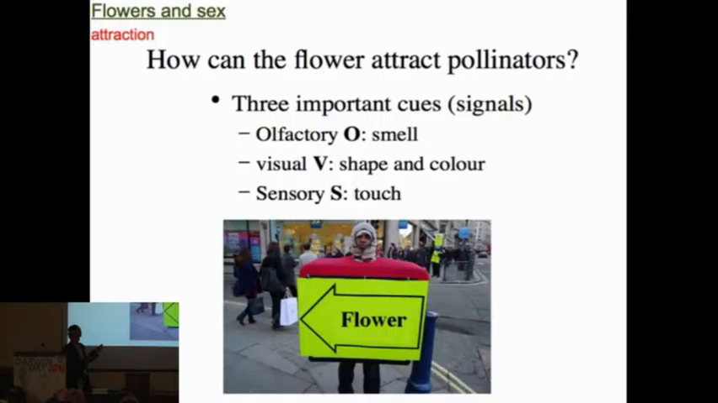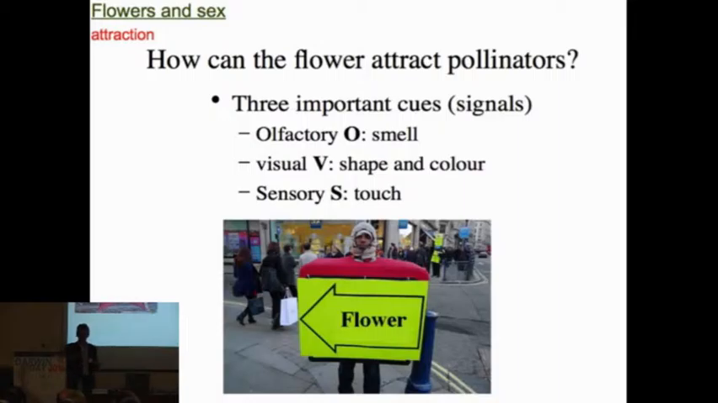Then the insects need to see the flowers. So the shape and the color are important. And that's where the flowers become interesting for us humans, because they are visual. And then the last step is a sensory signal, which is a touch signal. When the pollinator lands on the flower, it needs to be triggered in some way.